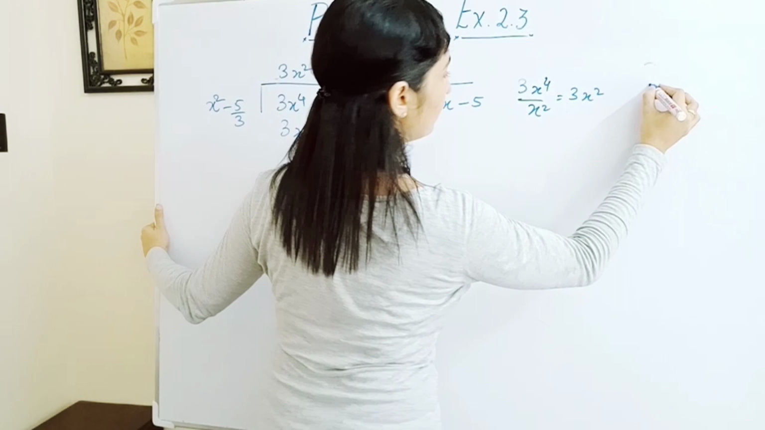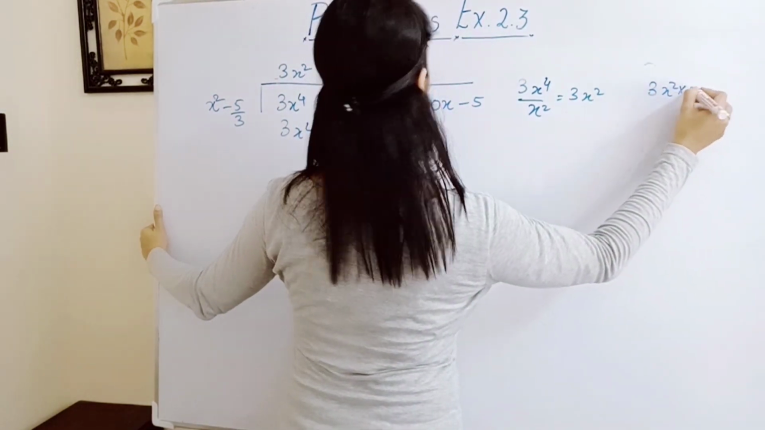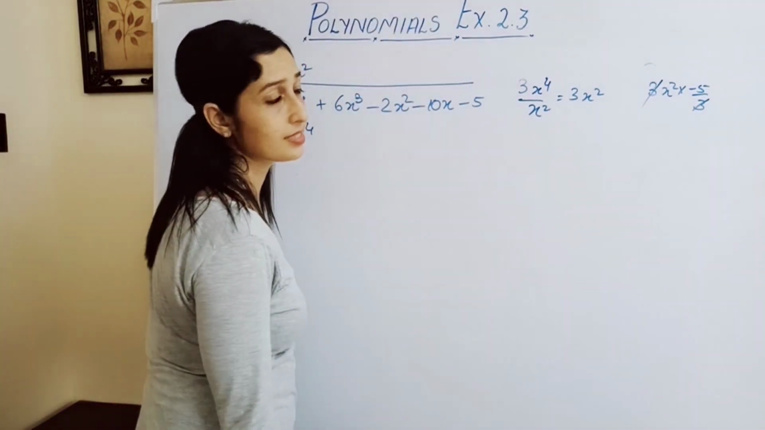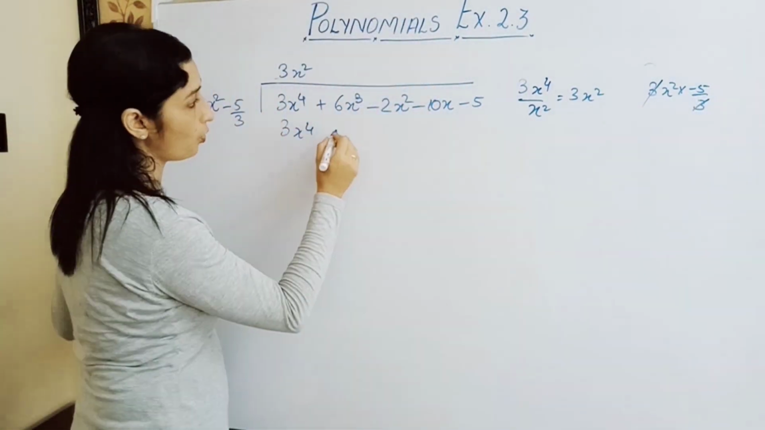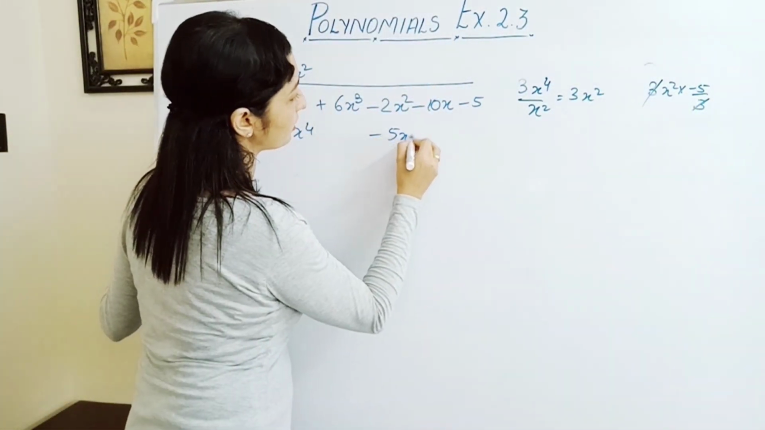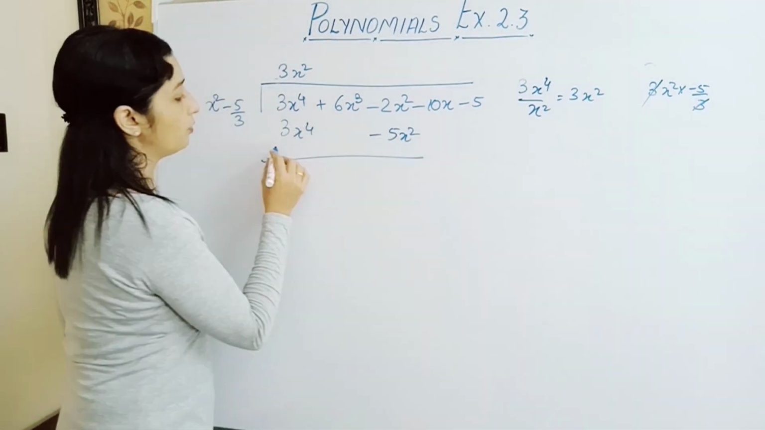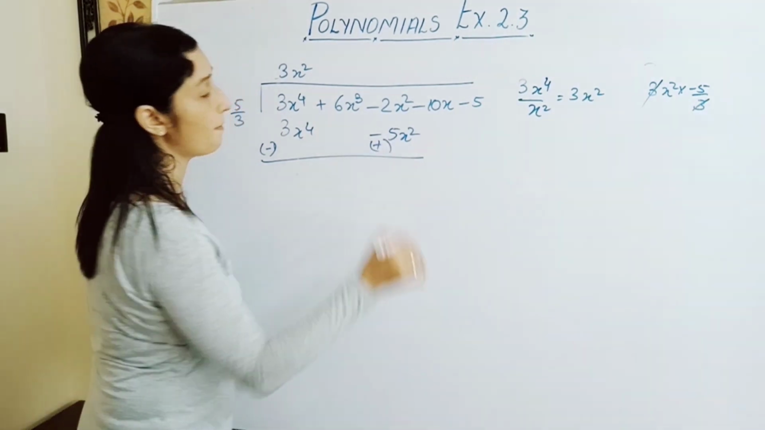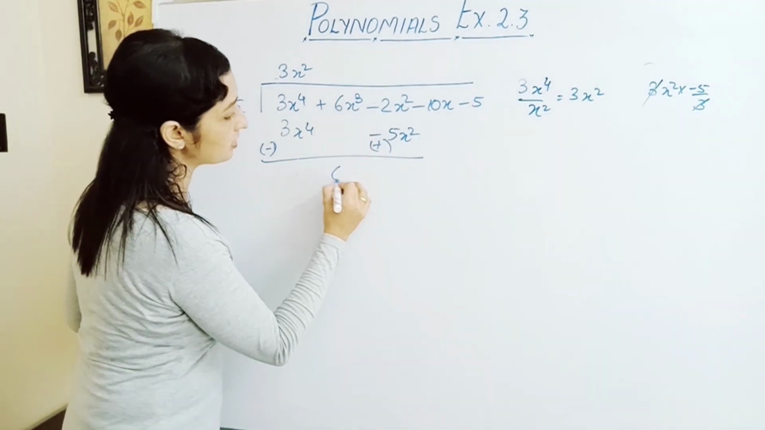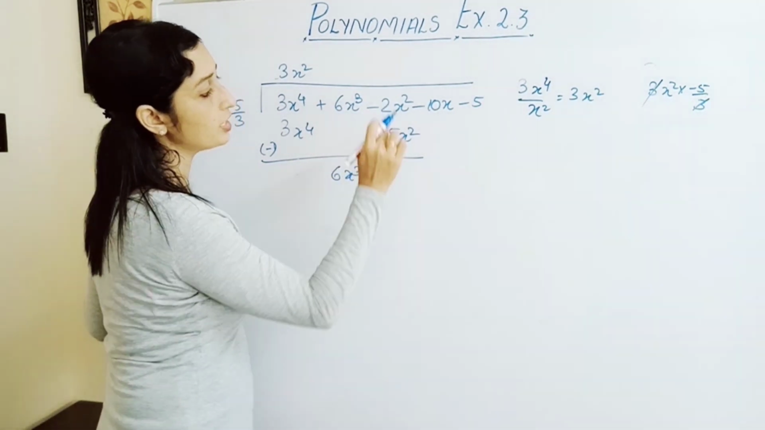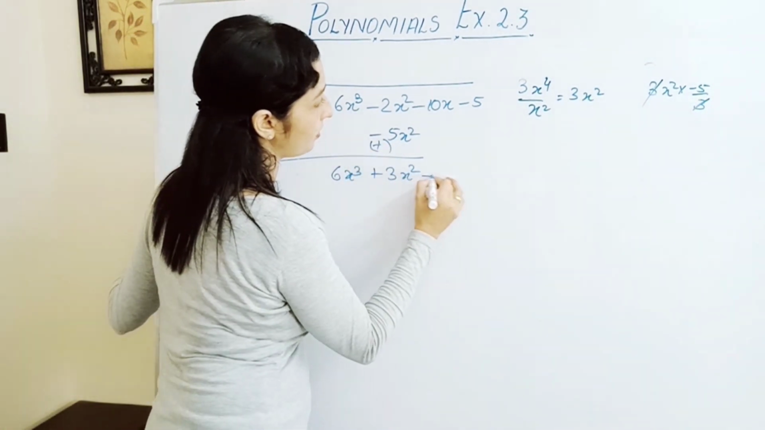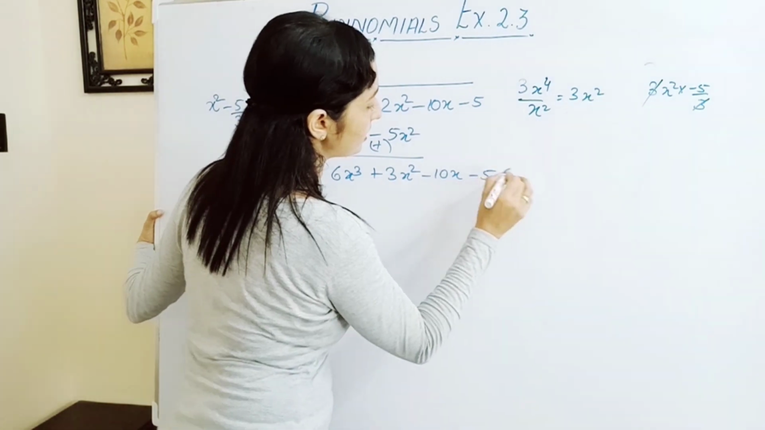Now 3x square into minus 5 by 3. What do you get? 3 gets cancelled. Answer is minus 5x square. So I write minus 5x square here. Now reversing the signs, I get minus. Here it becomes plus. So what is the remainder? 6x cube minus 2 plus 5, that is plus 3x square minus 10x minus 5.